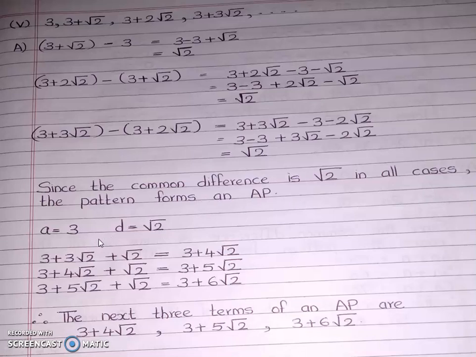Now let us see how you are going to add. Which is the last term given here? 3 plus 3 root 2. You are going to add the common difference root 2. Here, what is the number here? It is 1. So 3 root 2 plus 1 root 2 is 4 root 2. Don't forget to write this here. If you are not writing it, it will be wrong. So the next term will be 3 plus 4 root 2. So the next three terms are obtained as follows. Clear?